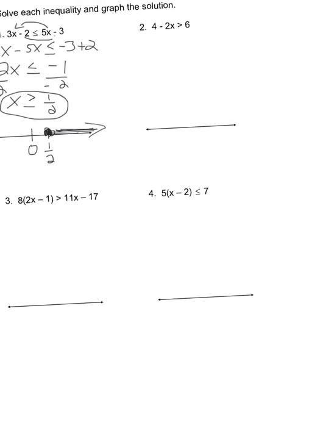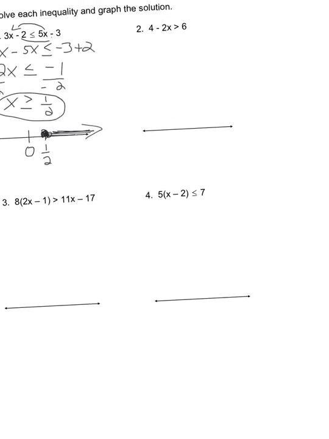Number 2. It's not going to get any harder, so if you signed up for this class hoping it would get harder than that, go get your schedule changed. This is too easy, right? Too easy. Here we go.